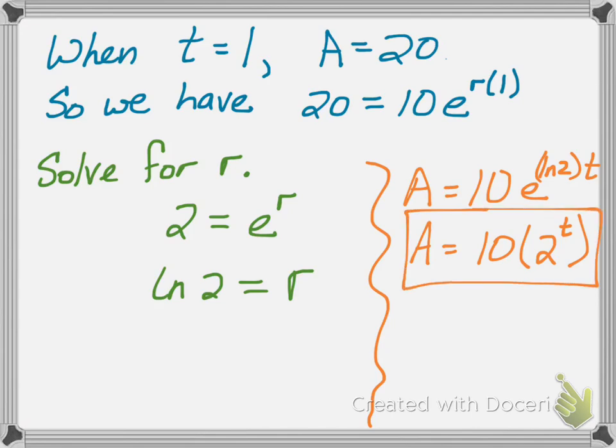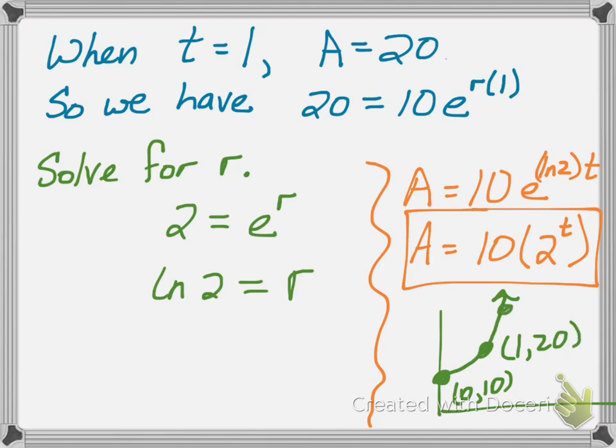If I were to graph this population over time, we have a y-intercept at (0, 10), and then it continues to grow. So this is the point (1, 20), and then I'd have the point (2, 40), and so on.